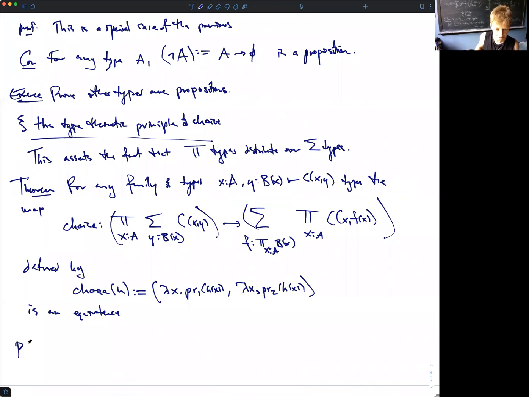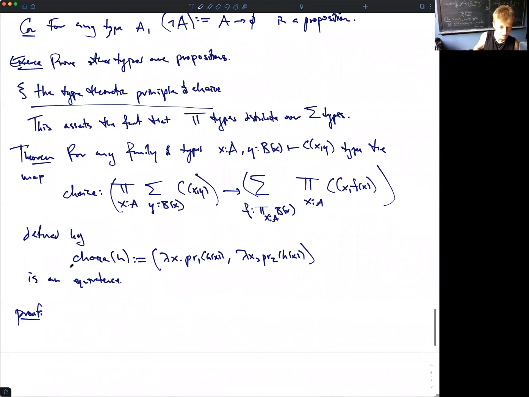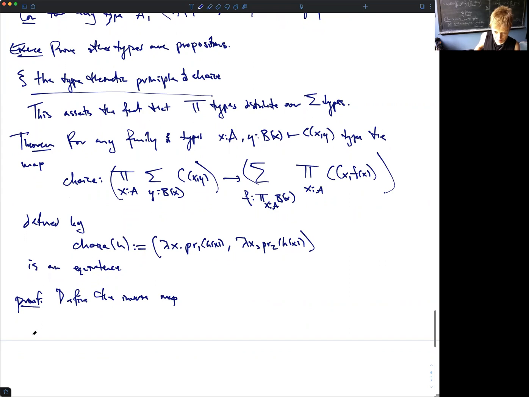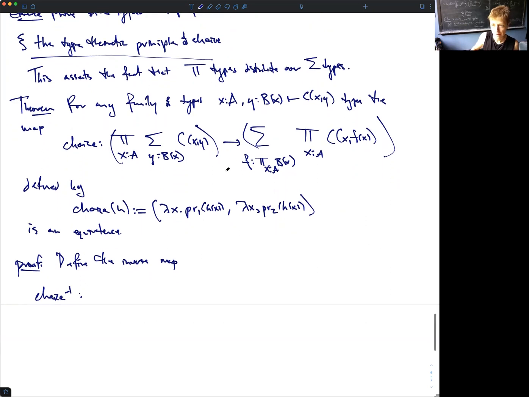Okay, so let's give a proof. The first step of establishing an equivalence is a logical equivalence, and we can define the inverse map with no problem. I'm just going to call it choice inverse because we're about to show that it is an inverse. This will be a map that goes the other way, so it takes a choice function.